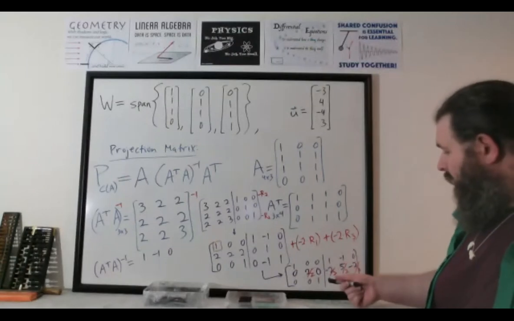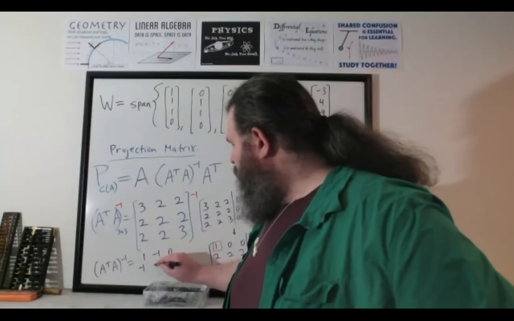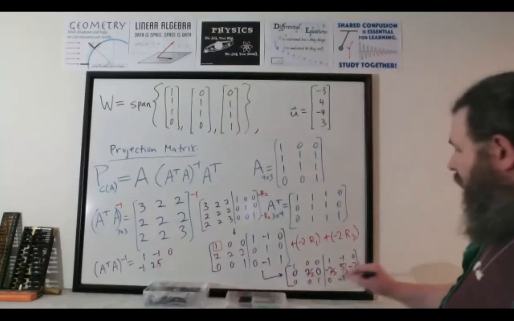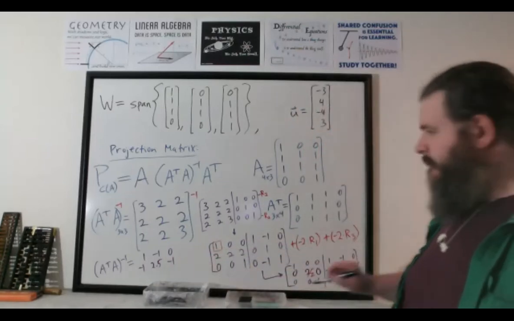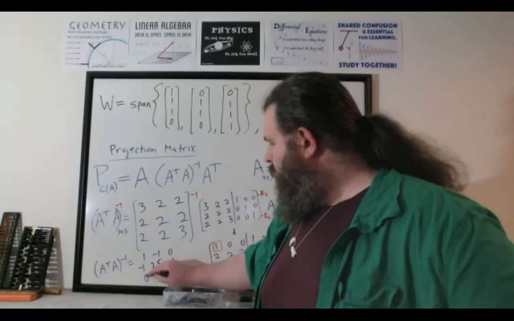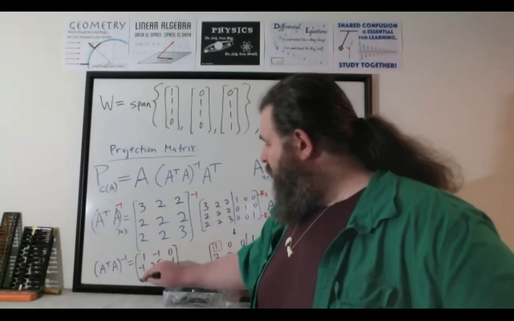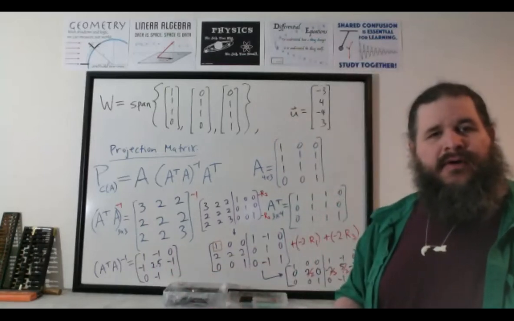So -1, 5 halves, -1. -1, 5 halves, or 2.5, whatever you want to write it as. And then -1 again. And then 0, -1, 1. So we now have A transpose A inverse. Any questions on that so far?